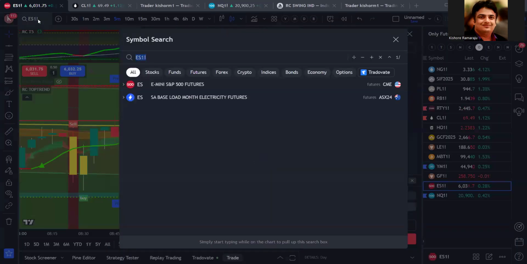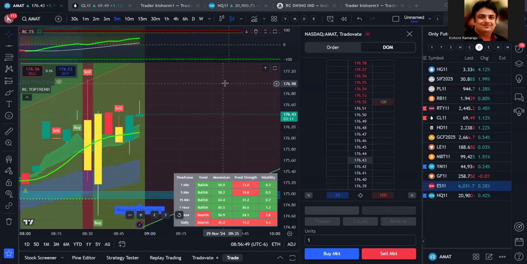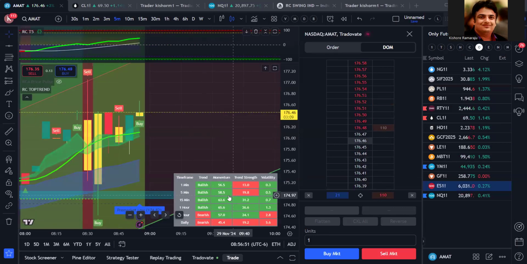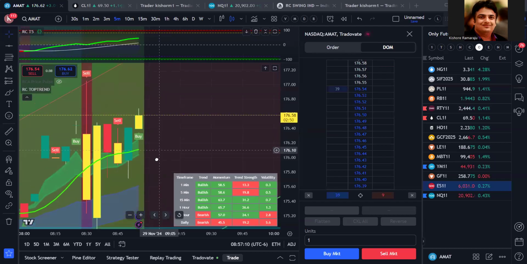Okay, going back to MAT, right? We got a buy signal. The background is green. Your clouds are green and blue. Your trend is bullish. You have momentum. Trend strength is a little less, but it is nearly close to 20. There is good volatility. So that's why we got the calls for next week.